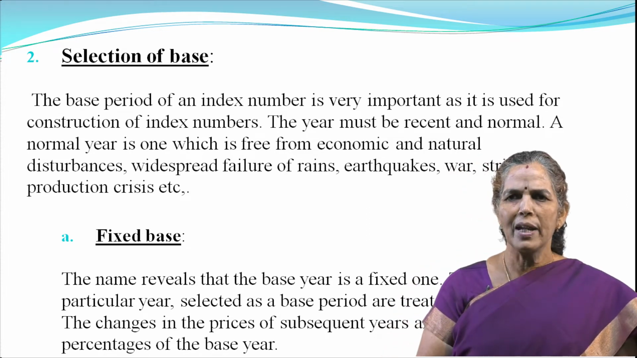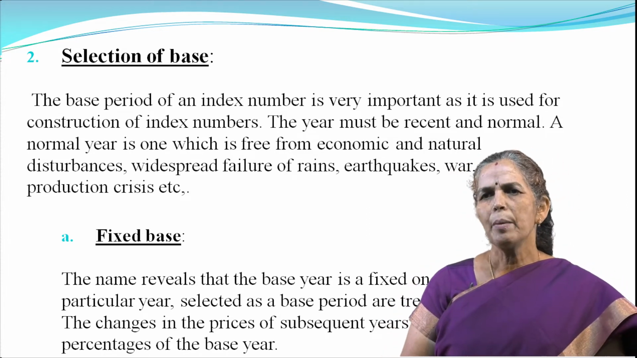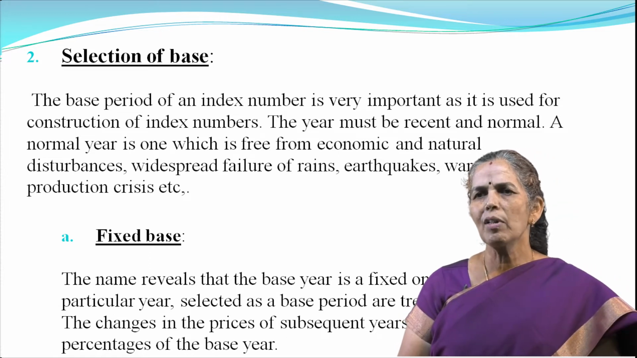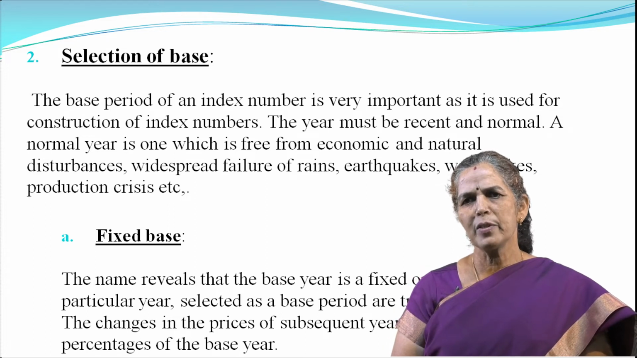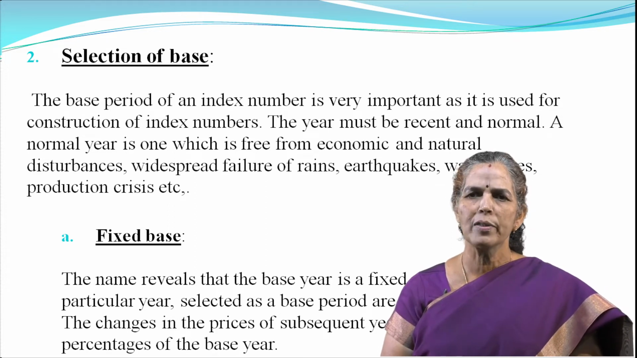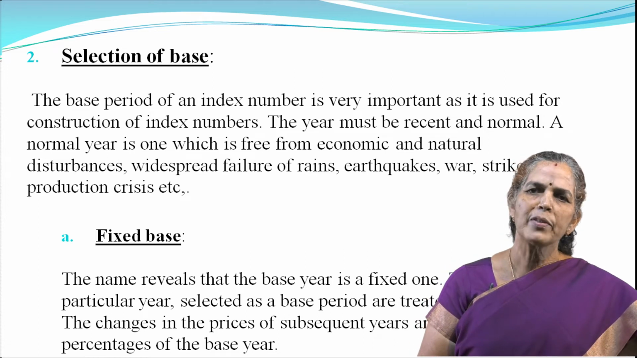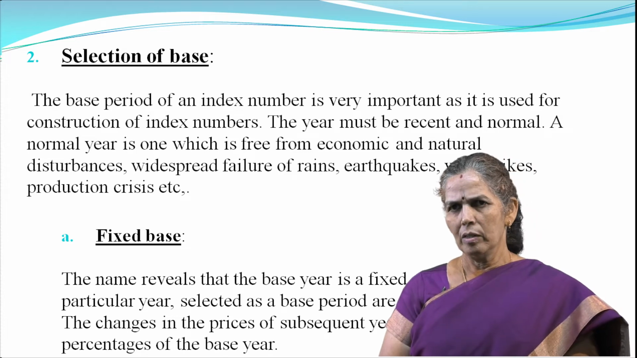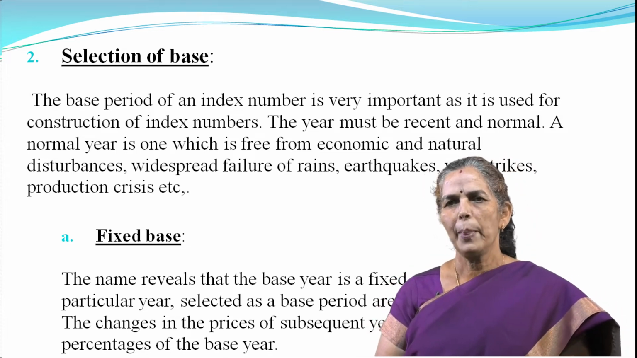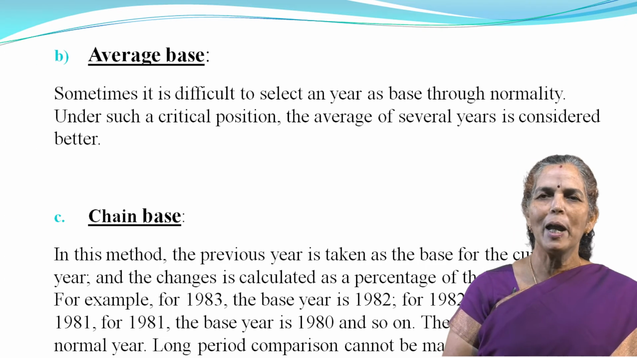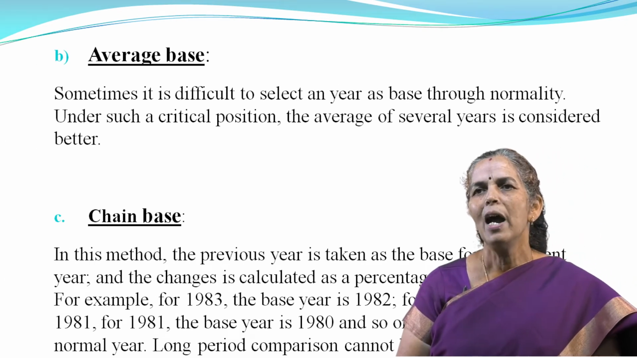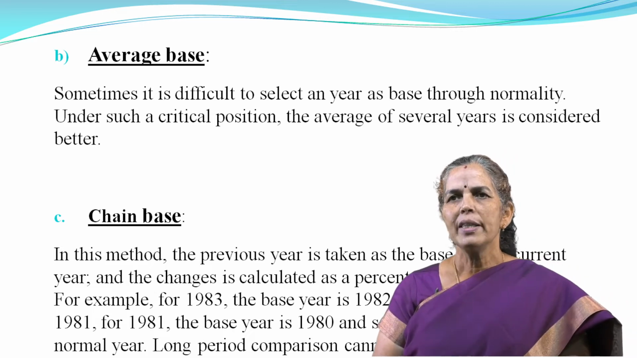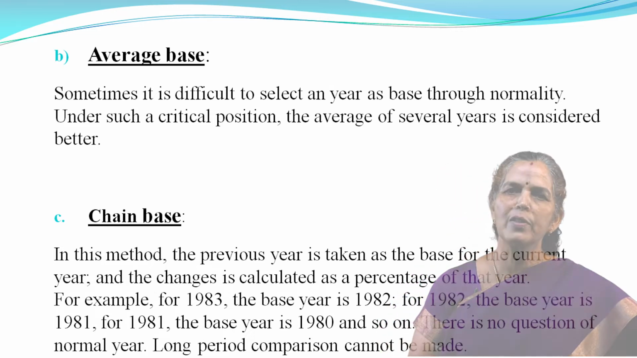First one is fixed base index number. The name reveals that the base year is a fixed one. The price of the particular year selected as a base year is treated as equal to 100. The changes in the prices of subsequent years are shown as a percentage of the base year. The base is fixed in this base year. Next one, average base. Sometimes it is difficult to select a year as base through normality. Under such a critical position, the average of several years is considered better.